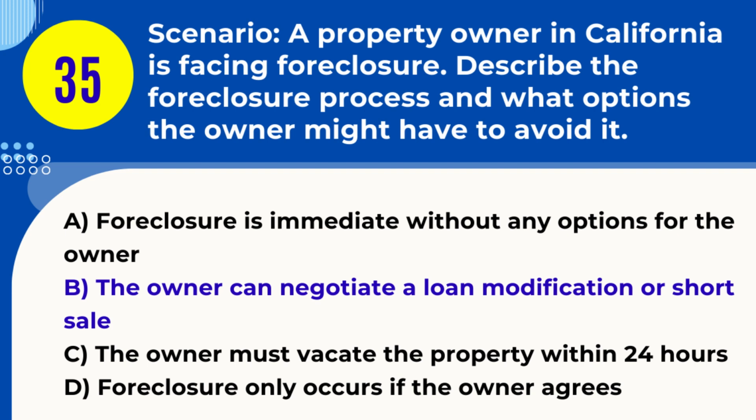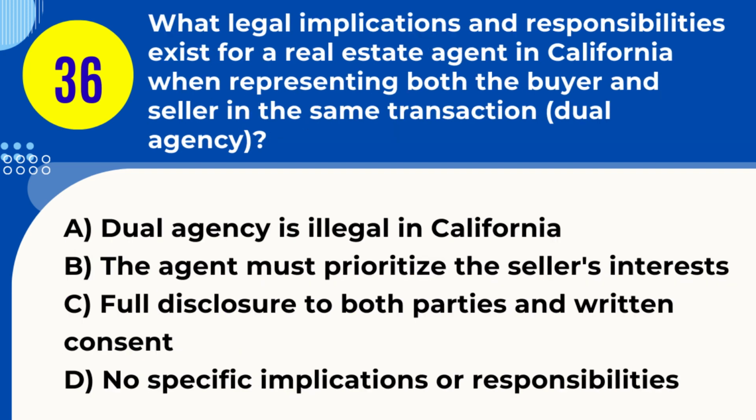Question 36. What legal implications and responsibilities exist for a real estate agent in California when representing both the buyer and seller in the same transaction? Dual agency. A. Dual agency is illegal in California. B. The agent must prioritize the seller's interests. C. Full disclosure to both parties and written consent. D. No specific implications or responsibilities.